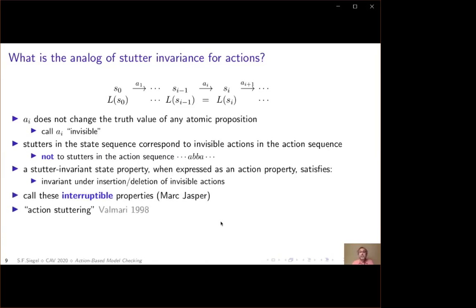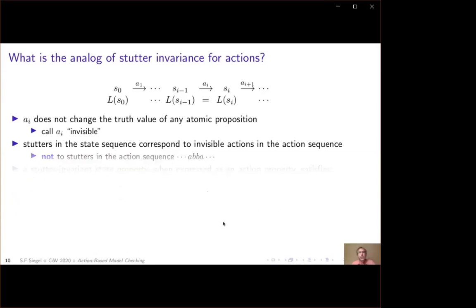A stutter invariant state property, when expressed as an action property, satisfies that the property is invariant under the insertion or deletion of invisible actions. We call these interruptible properties, and we're grateful to Mark Jasper for inventing that name and letting us use it. These are not new observations. Valmari made them over two decades ago and referred to this as action stutter.